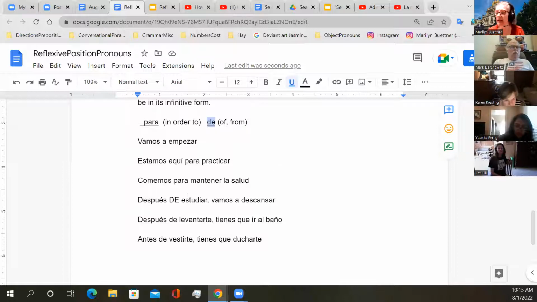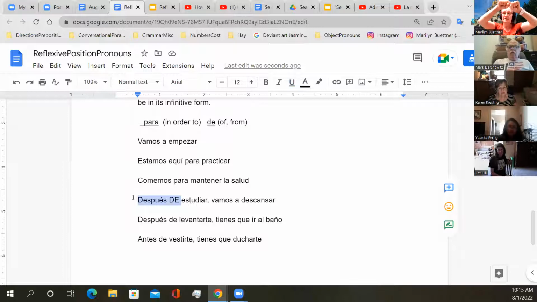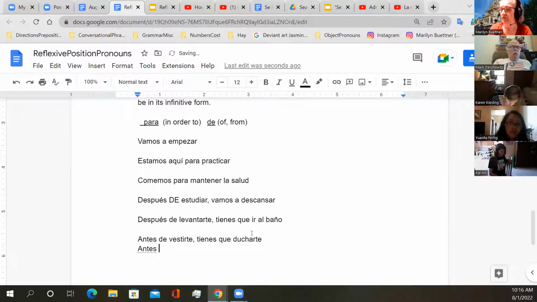And notice that de is part of a little phrase. Después de, after. Those two words have to combine to make that phrase after. And the little phrase for before is antes de. Those two little words have to come together to make a little chunk to mean before. So the before and the after use that preposition de. Antes de, before, and después de, after.